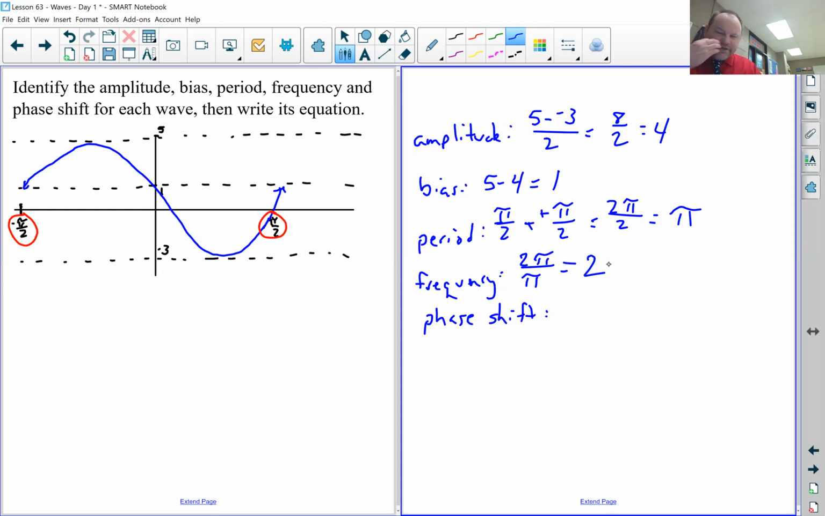And the last thing is the phase shift. So in this case, instead of starting at 0, we're starting at negative pi over 2. So the phase shift is negative pi over 2.